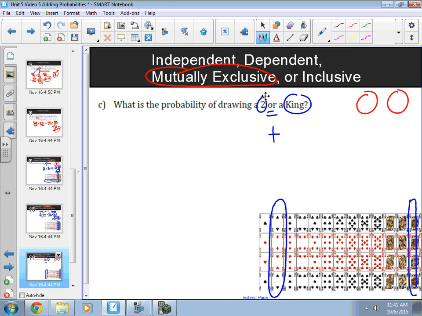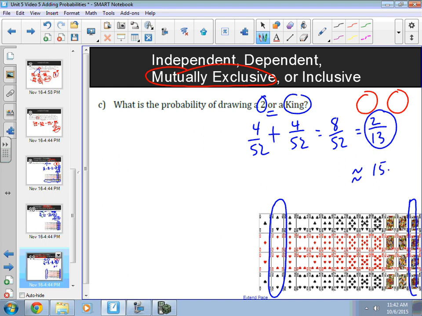So for our 2s, we have 4 out of 52 cards that are 2s. Kings, we also have 4 out of 52 cards being kings. If we add that up, that's 8 out of 52. If we reduce that, 4 goes into both of these. 4 goes into 8 twice. It goes into 52 13 times. So 2 out of 13, or about 15.4%.